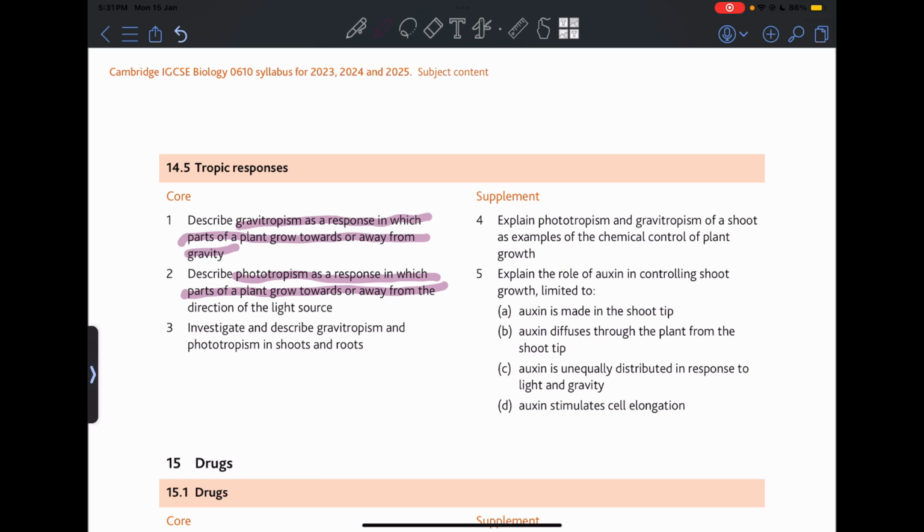So you have to be able to describe gravitropism. As I just said over here, you can say this statement. And also the same applies to phototropism. You can write down this sentence to describe what phototropism really is.